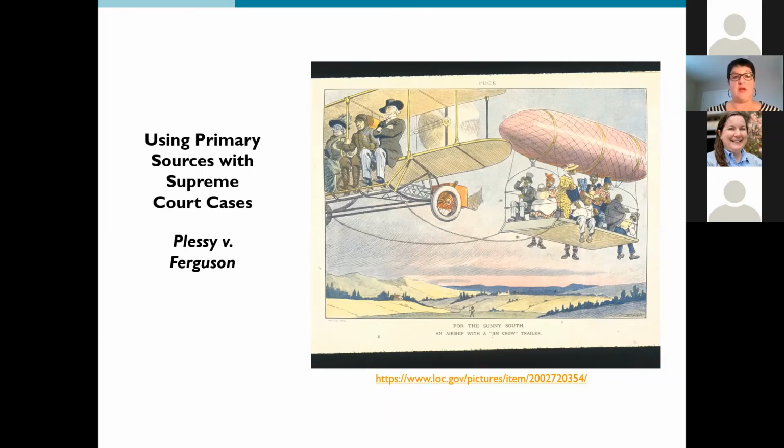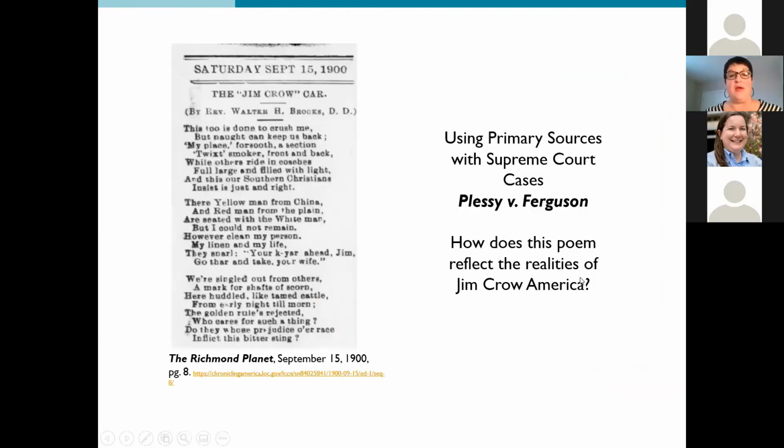So this might be a cartoon you use with Plessy. If we go to the next slide, you'll see that we have a database called Chronicling America, which is newspapers from 1789 to 1963. And there are also topical sets already put together for you that you can find this from. And this is from the Richmond Planet in 1900, which would be 4 years after the Plessy decision.